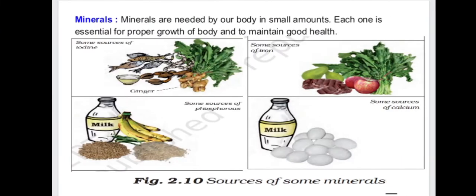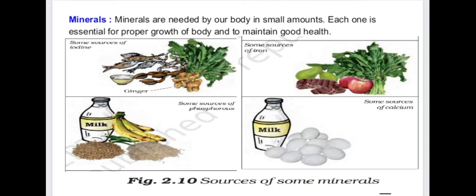And at the last, minerals are another nutrient for our body. Minerals are needed by our body in a small amount. Each one is essential for proper growth of the body and to maintain good health, such as iodine, phosphorus, calcium, iron. All these minerals are essential for our body for good health. Ginger is a source for iodine. Banana, green chili, milk are the sources for phosphorus, and spinach, liver, apple are the sources for iron. Egg and milk are the sources for calcium. All these sources are pictured here for different minerals.